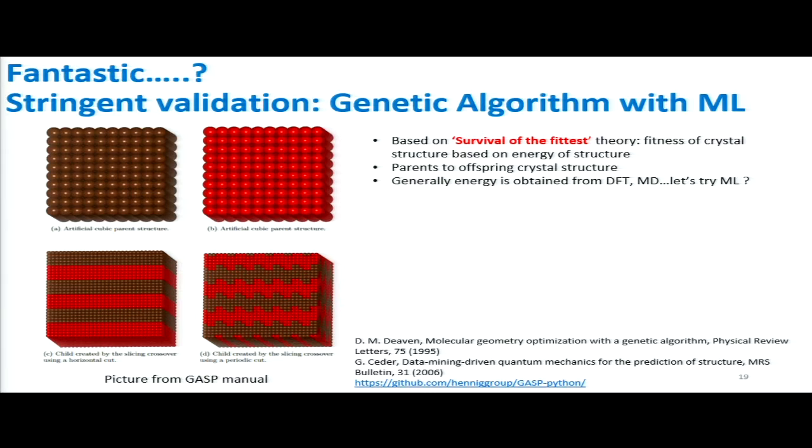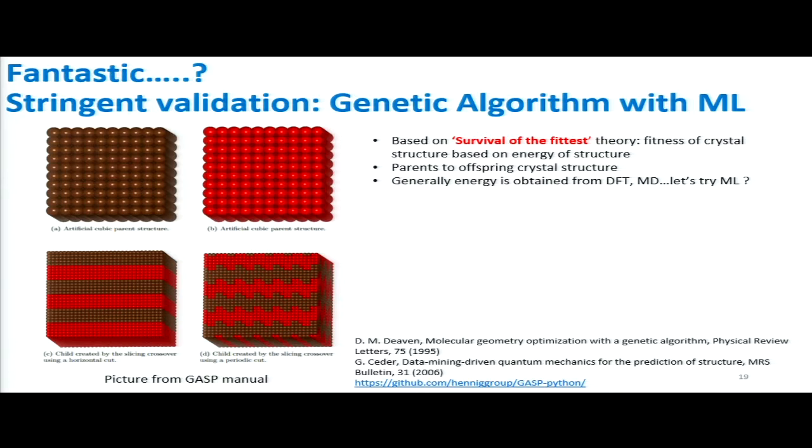In my PhD, I used to develop classical force fields, and anytime we develop a classical force field, we link it with a genetic algorithm to map the energy landscape. If there's an unreasonable material on our convex hull, then it's not a good potential. So why not try it for machine learning? Generally we use DFT, MD, so why not machine learning?